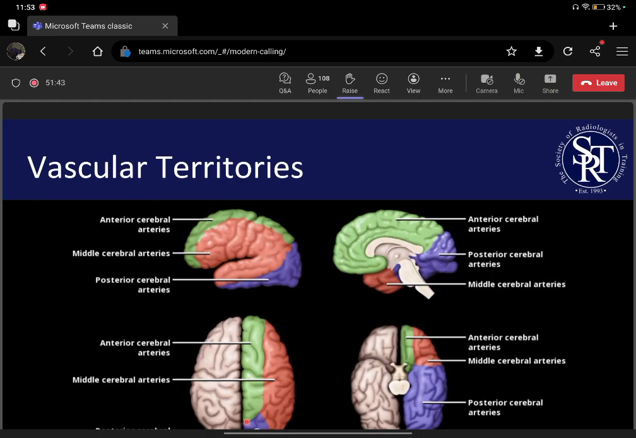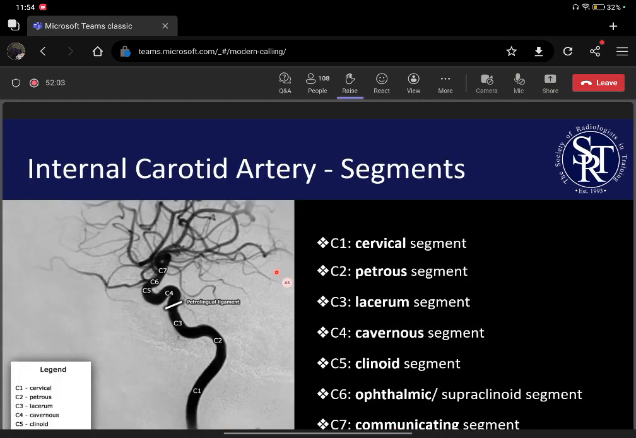And the posterior cerebral artery is in purple. So posterior thalamoperforating arteries branch off the P1 segment and supply the midbrain and the thalamus. And then we have cortical branches which supply the inferior medial part of the temporal lobe, the visual cortex, and the splenium of the corpus callosum.